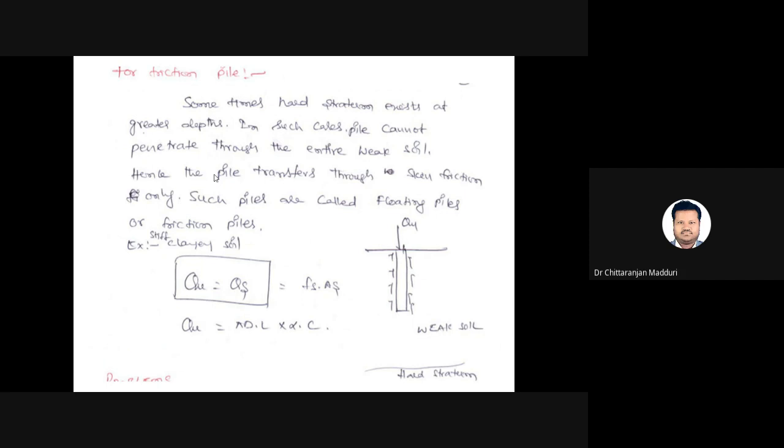So for example, stiff clay soil. Here the first term is absent because the pile does not rest on the hard stratum. Only the second term is present. Q is equal to Qs. So Qs is equal to Fs into As. As is the surface area, pi d into L, and Fs is the shear strength of the pile surface, alpha into C.